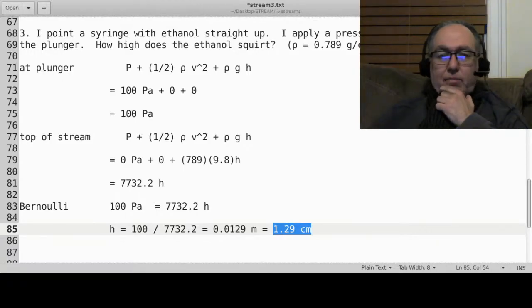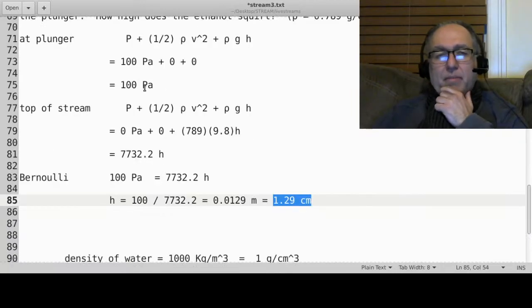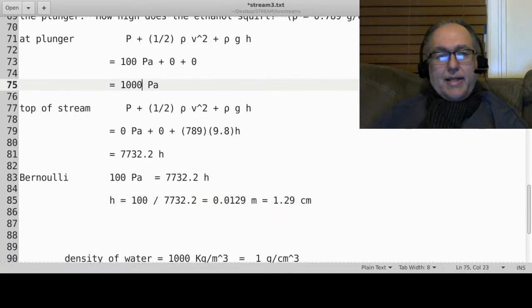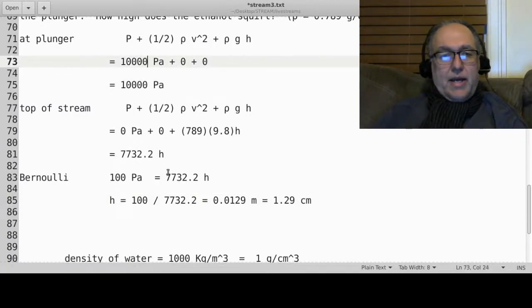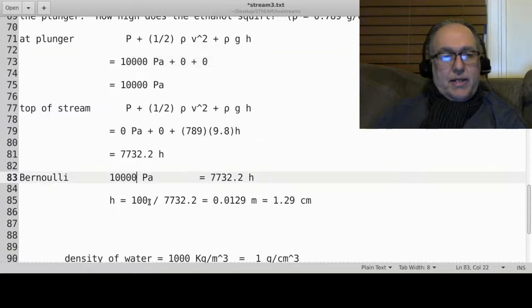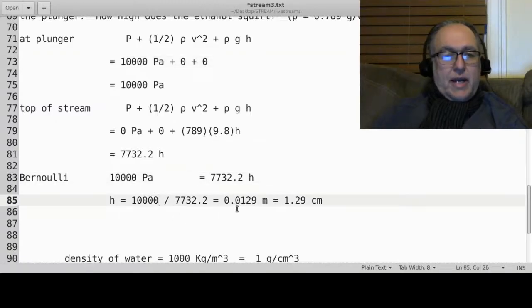I'll give you some more realistic numbers in just a second. So a more realistic number might have been something like maybe 10,000 pascals here, like that. In which case this would have been 10,000. And then this would have moved the decimal over 2 like that. And then it would have been 1.29 meters. Okay, so that's like 10 kilopascals.